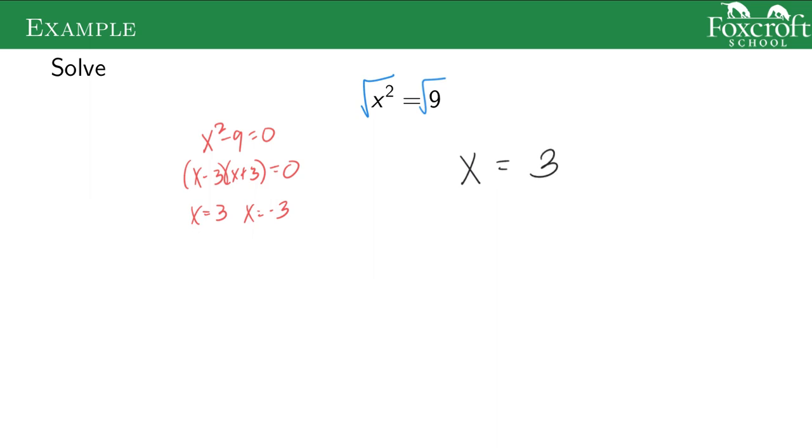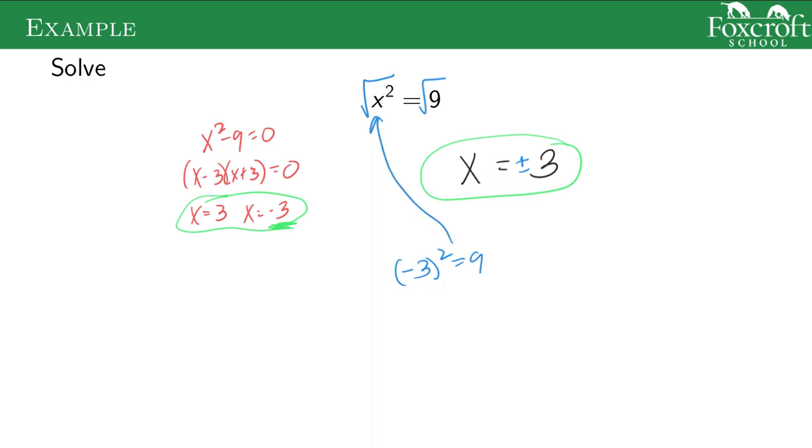And you might notice a problem is that when we solve this using factoring of quadratics, you get 3 and negative 3. When I solve it using square roots, I only got positive 3. So I'm missing an answer here. That's because there's a special thing you have to do. Whenever you solve an equation with square roots, you have to remember that the positive and negative answers are possible. Because if I square negative 3, I also get 9.